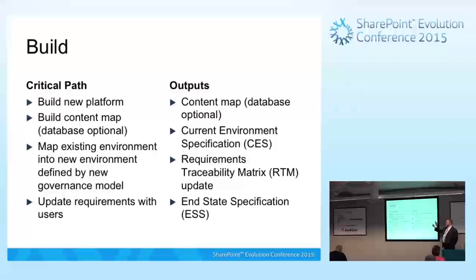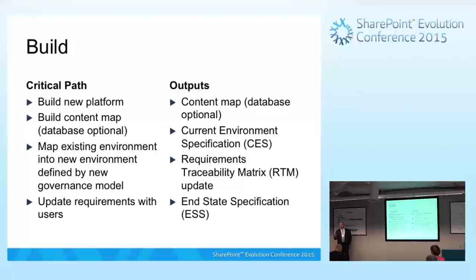So in this stage, that's where we're building the content map. We are building the point A and point B construct. In order to get from point A to point B, we need to know where we are and where we want to go, and that will help us define the map and the direction that we want to move in. And then we communicate to users any requirement updates that need to happen during that transformation.